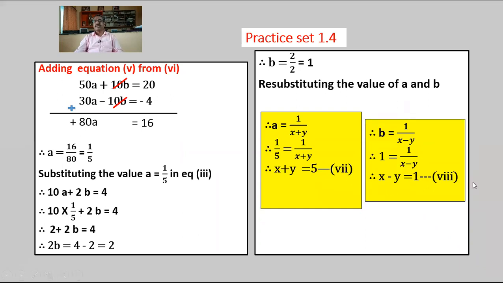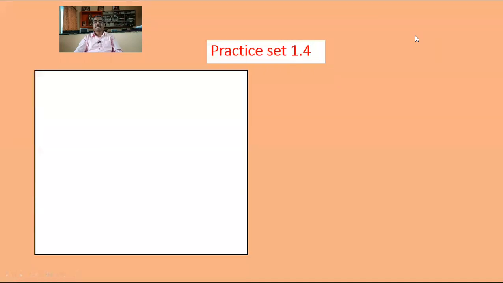From equation 7 and 8, x plus y is equal to 5 and x minus y is equal to 1. Therefore, this is a linear equation in two variables. Again, adding equation 7 and 8, then we get the value of x and y. Adding equation 7 and 8. Therefore, x plus y is equal to 5 and x minus y is equal to 1.